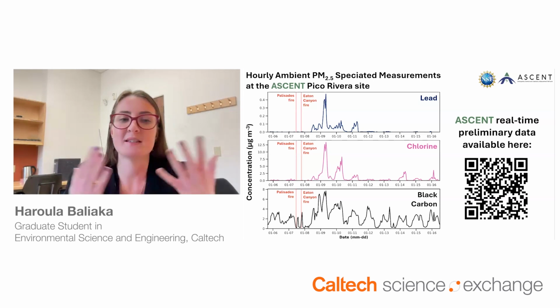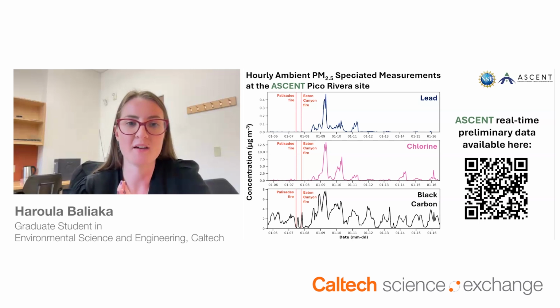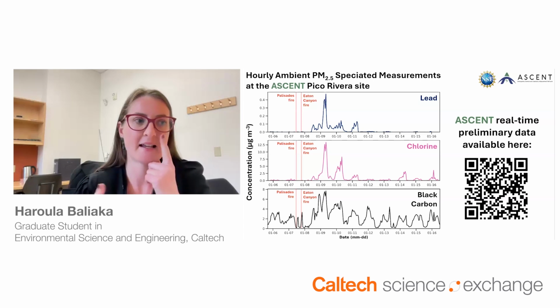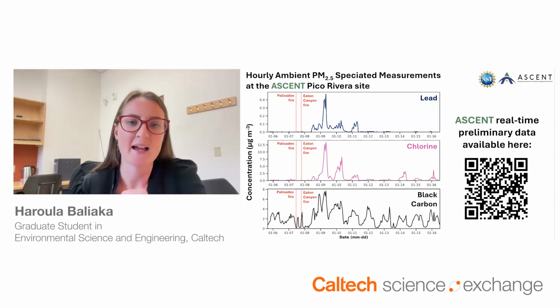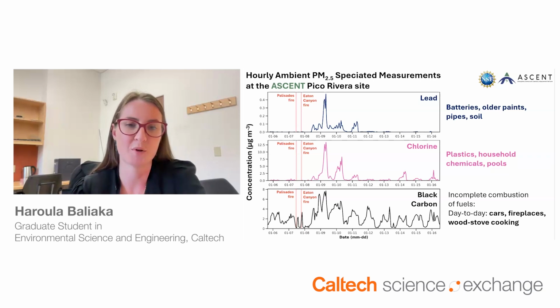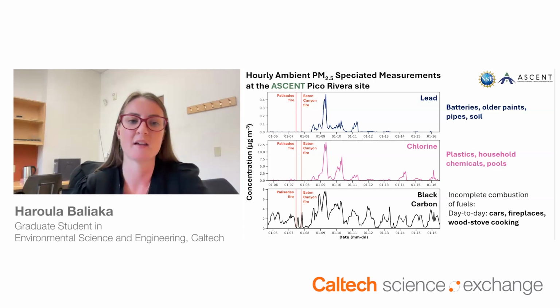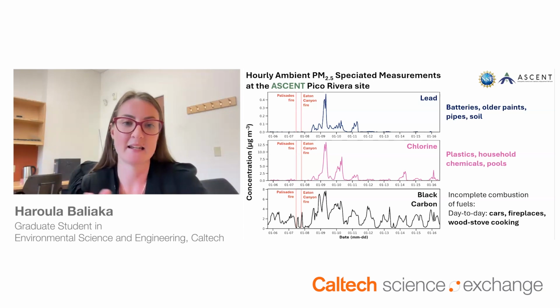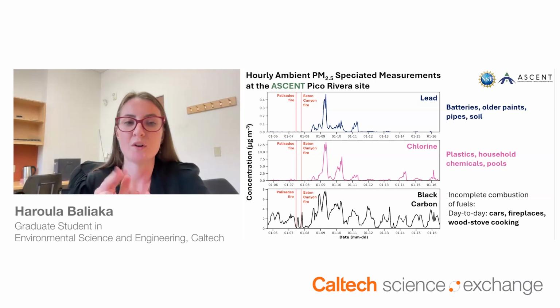So what does the data tell us? And what I'm showing here is 3 plots, one for lead, chlorine, and black carbon. If we could go to the next slide, please, Sina. The y-axis is the concentration in micrograms per cubic meter, and the x-axis is local time starting from January 6th, so a day before the fires, up until January 16th, so 10 days later. The 2 vertical lines just indicate the start of the Palisades and Eaton Canyon fire.